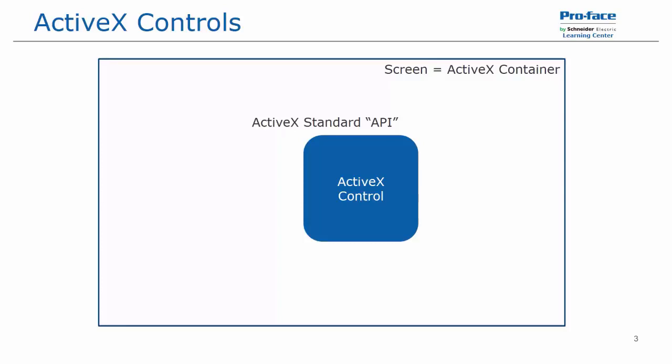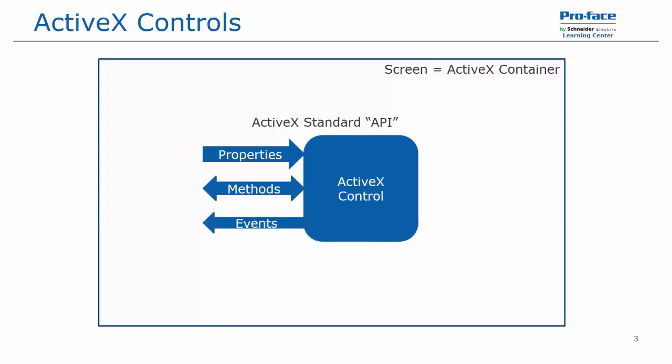Inside the screen we have an ActiveX container, and there is a standard ActiveX API, which is the control. In the ActiveX control, you have property settings that you configure, and those would be data being read into the control. Then you have methods, which are subroutines inside of the control, so those are read and write. And then you have events, which are notifications or outputs for the control.